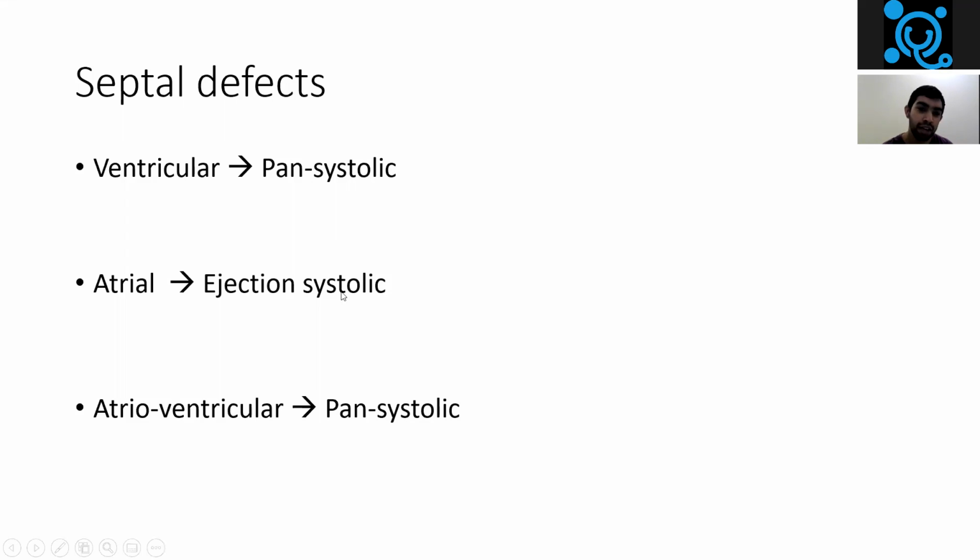So if ever you hear a systolic murmur, or you're told that somebody has a systolic murmur and that they have a septal defect, you should be able to distinguish between atrial and ventricular septal defects based on the type of systolic murmur that exists.